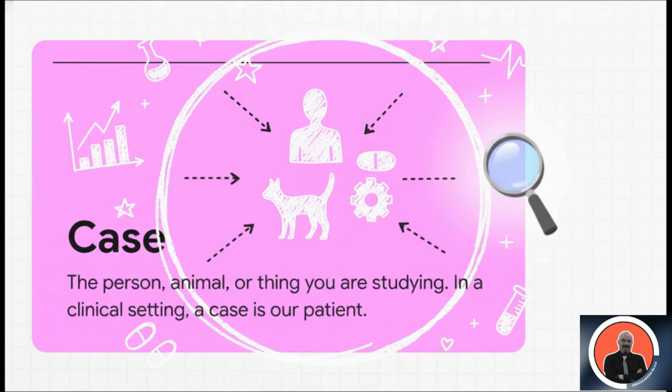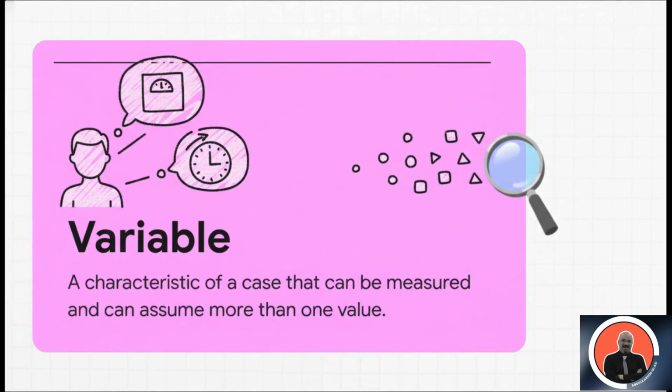Okay, so to begin taming this chaos, we have to start with the absolute basics. First up, the case. Now, in any study, this is just the fundamental thing you're observing. For us, in our world, it's simple. The case is our patient. That's who we're focused on. So if the patient is our case, then a variable is any characteristic of that patient that we can actually measure. Things like their body weight, their age, or their reported pain level. These are the specific data points we collect to understand what's going on.